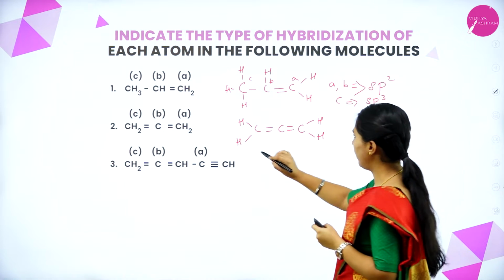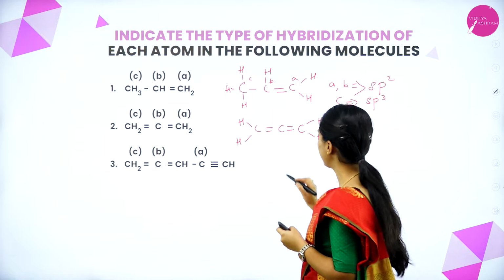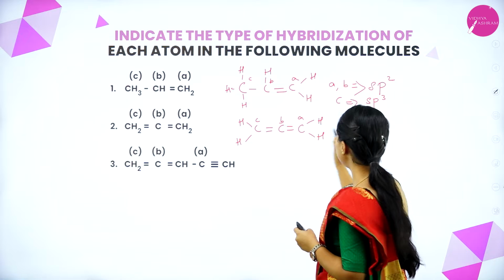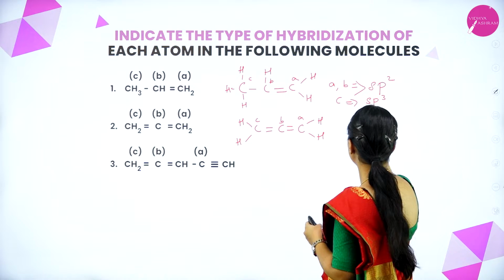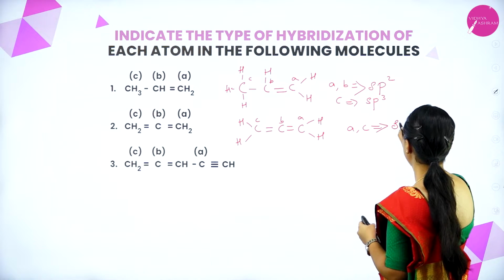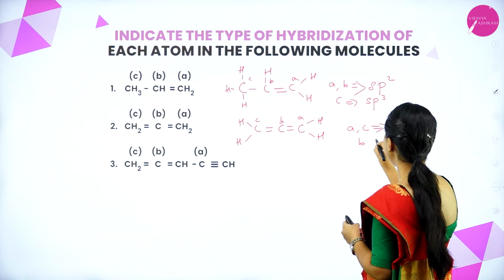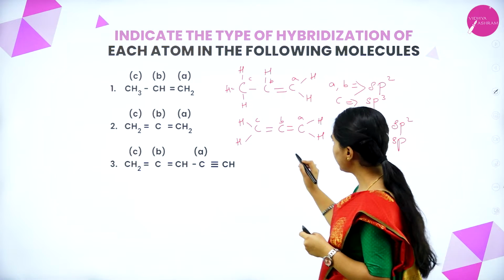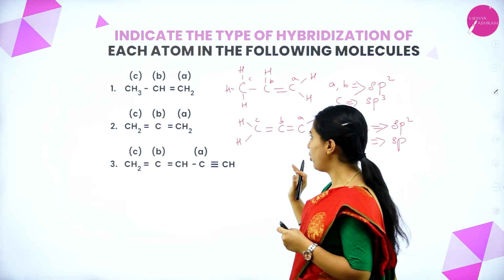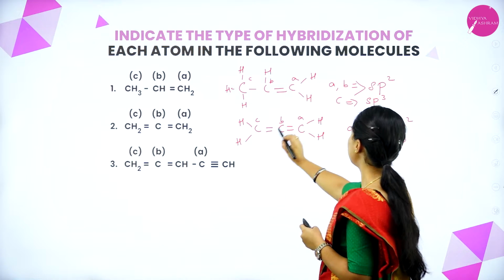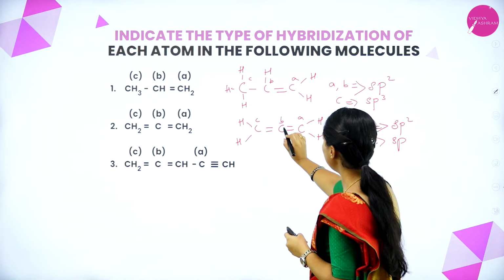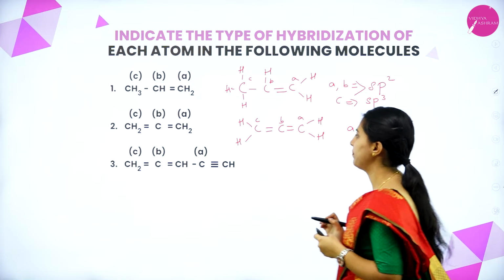See the next example. All the sides you have in expanded form. This is A, B and C. This A and C will form sp2, and only B will form sp, because it is forming a triple bond. That's why A and C will form sp2. See here, double bond, double bond, and in between, B is forming sp.